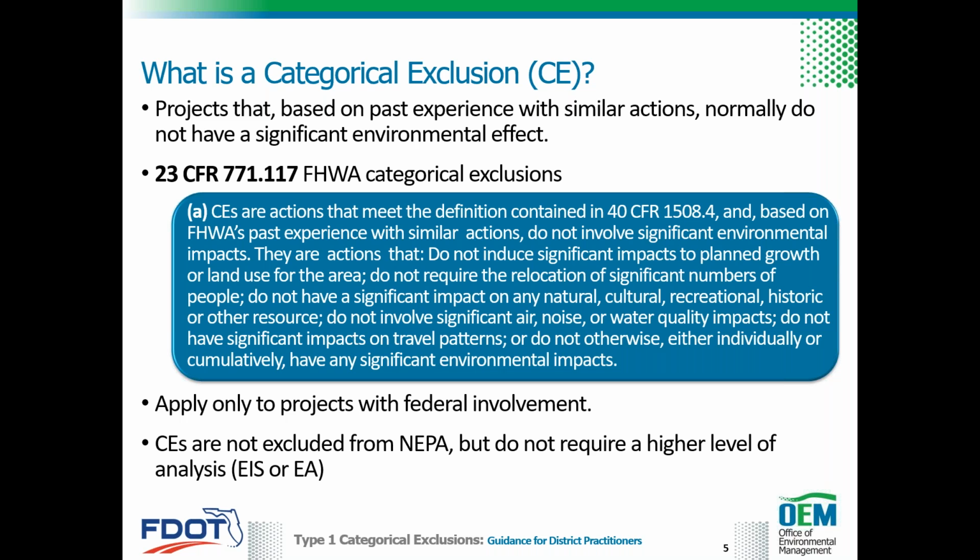And throughout this training, we're going to be discussing different sections of this regulation. First, Section A, as shown here, which provides the criteria to be a categorical exclusion. And then we're going to go over Sections C and D that list specific categorical exclusion types. And finally, Section E, which lists constraints. This webinar focuses on only one of 2 types of categorical exclusion documents that are prepared by FDOT. And today we're going to be covering the Type 1 categorical exclusion.